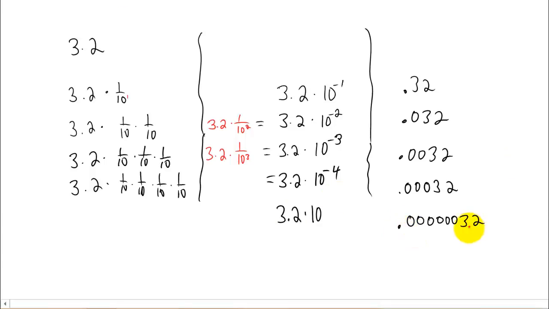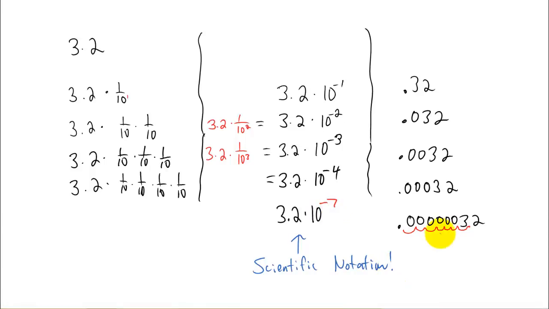Let's see, 3.2 would be here, and you're counting 1, 2, 3, 4, 5, 6, 7 decimal places to the left. So we must have multiplied 3.2 by 10 to the negative 7th power. Again, this is also scientific notation. Scientific notation is really good at writing numbers that are very, very small. That's a lot of zeros after the decimal place. Or very, very big numbers.